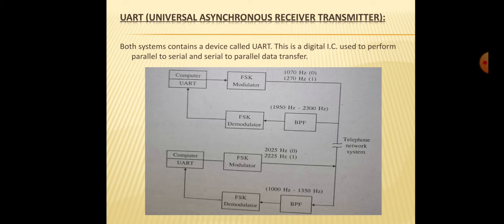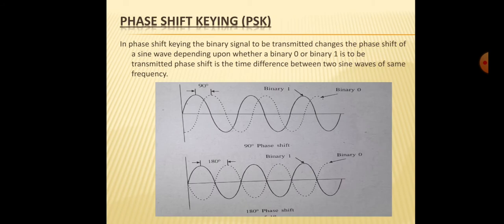Okay, understood this thing? The next one is you will be studying about phase shift keying. So phase shift keying is what? In phase shift keying, the binary signal to be transmitted only changes the phase. Only the phase is changed, according to your binary 0 and 1, and the frequency and amplitude will be constant.